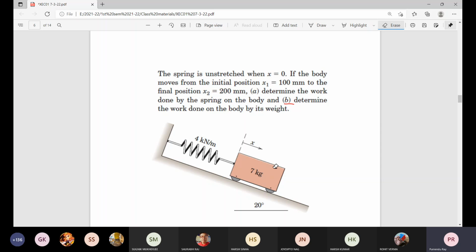Okay, is that page again visible? Yes, sir.